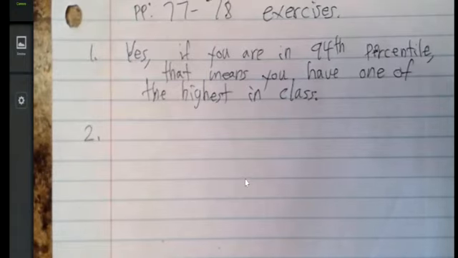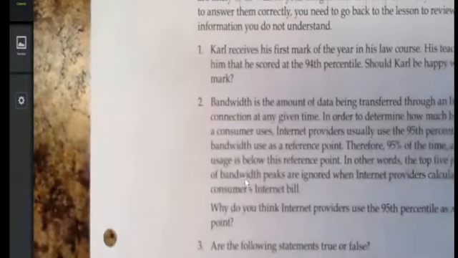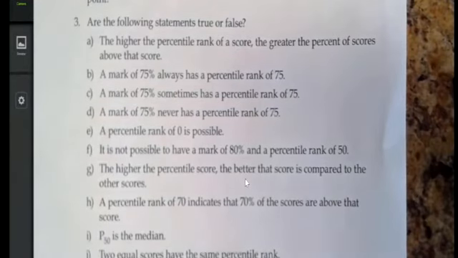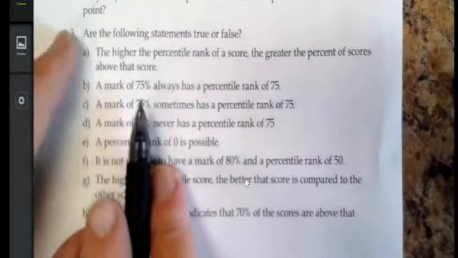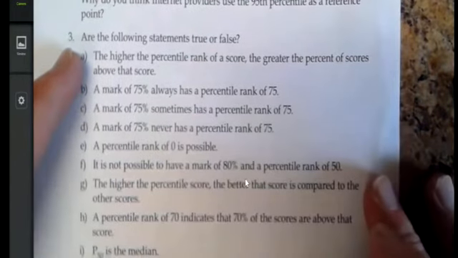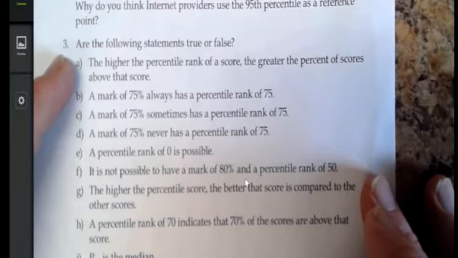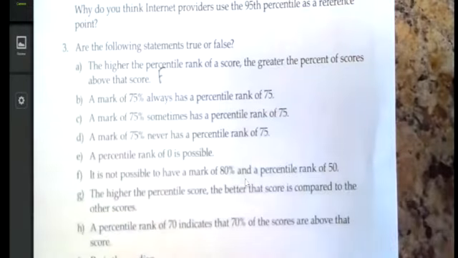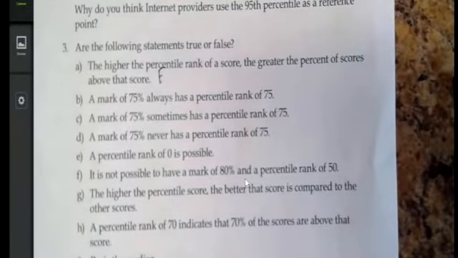We're not doing number 2, we're doing number 3. Yes, I was going to do number 3. Number 2. These we'll just work through. I don't need to write them on my loose leaf. We'll work our way through them orally. The higher the percentile rank of a score, the greater the percent of scores above that score. That's false. The higher up you go, the less people will be above you. Okay? If you're way down here, then there's a whole pile better than you.